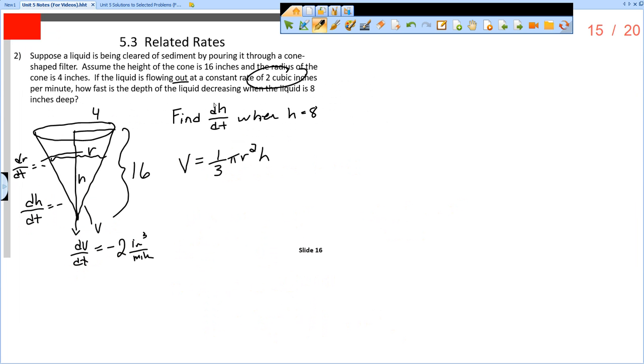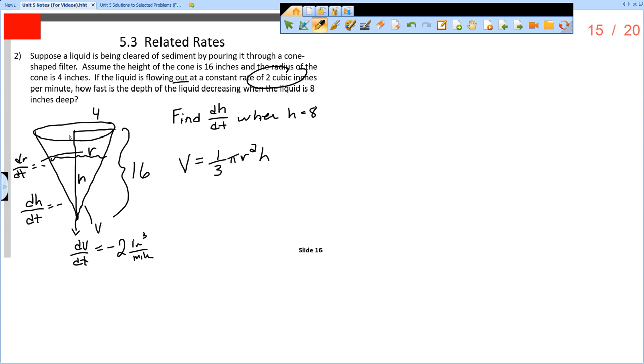Now if we were to differentiate this implicitly, we're going to have r squared and h, so that means we're going to have to use the product rule. That means we're going to have r, h, dr dt, and dh dt in our problem, and that would be equal to dV dt. That is an issue because we don't know both r, dr dt, and dh dt.